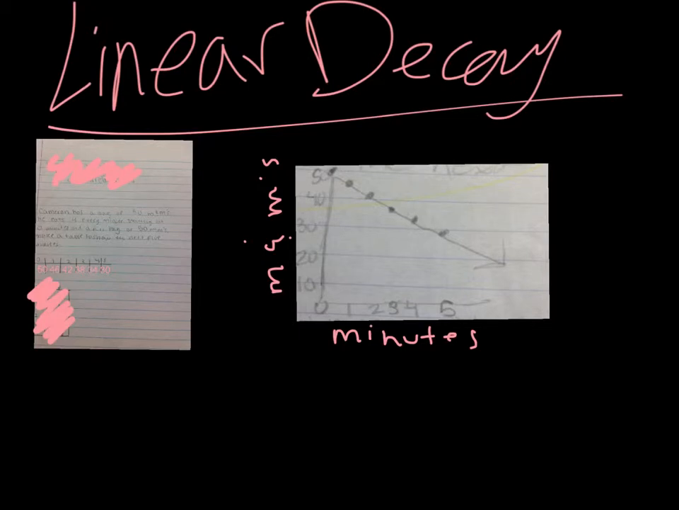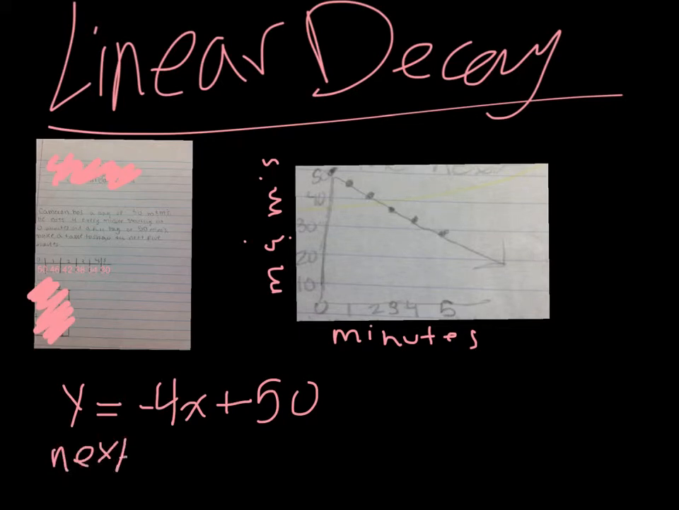Our equation is y equals negative 4x plus 50, and our next equals now minus 4. Our start is 50.